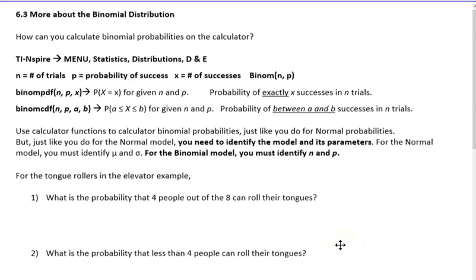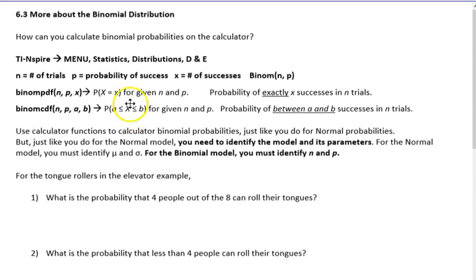Now let's look at how to calculate binomial probabilities on the calculator. There are two distributions on the calculator under Menu, Statistics, Distributions, and you go down to choices D and E, which are pretty far down the list. Binomial PDF and binomial CDF.